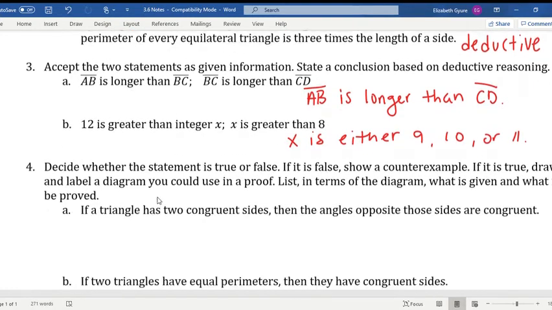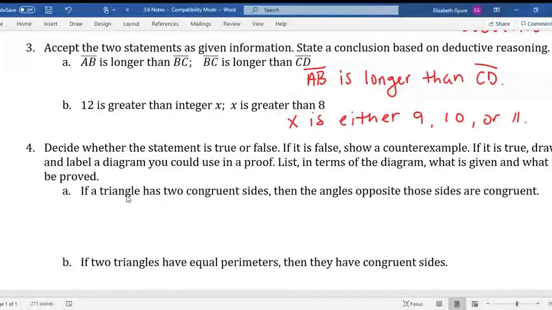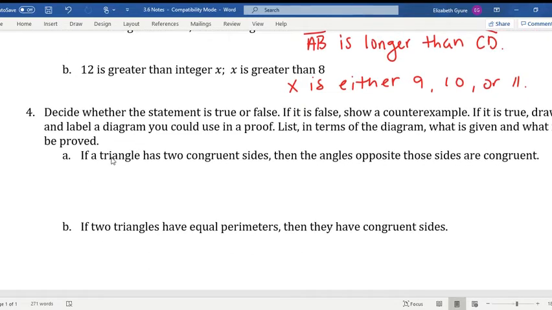And then for number 4, it says decide whether the statement is true or false. If it is false, show a counterexample. If it is true, draw and label a diagram you could use in a proof. List, in terms of the diagram, what is given and what is to be proved. So A says if a triangle has 2 congruent sides, then the angles opposite those sides are congruent.